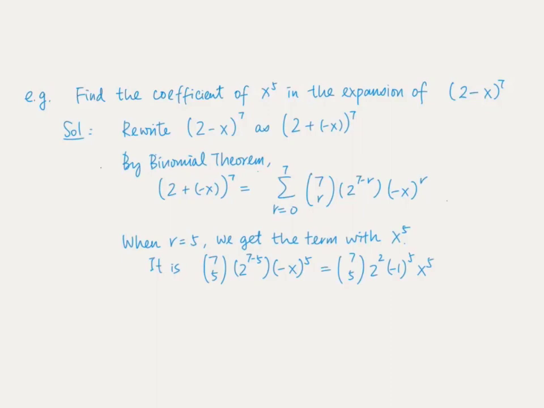We notice that when r equals 5, then we will get a term containing x^5. This term is 7 choose 5 times 2^(7-5) times (-x)^5. And therefore the coefficient of x^5 will be the number which is attached to x^5. This has a value of -84.